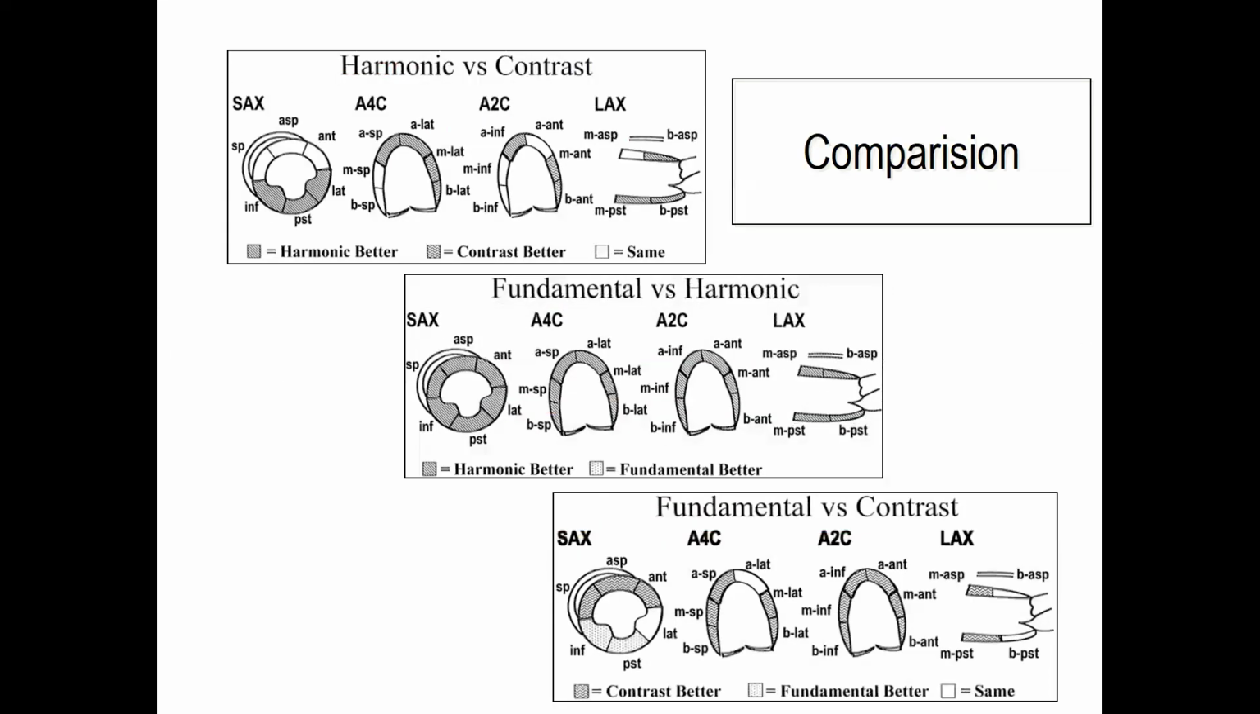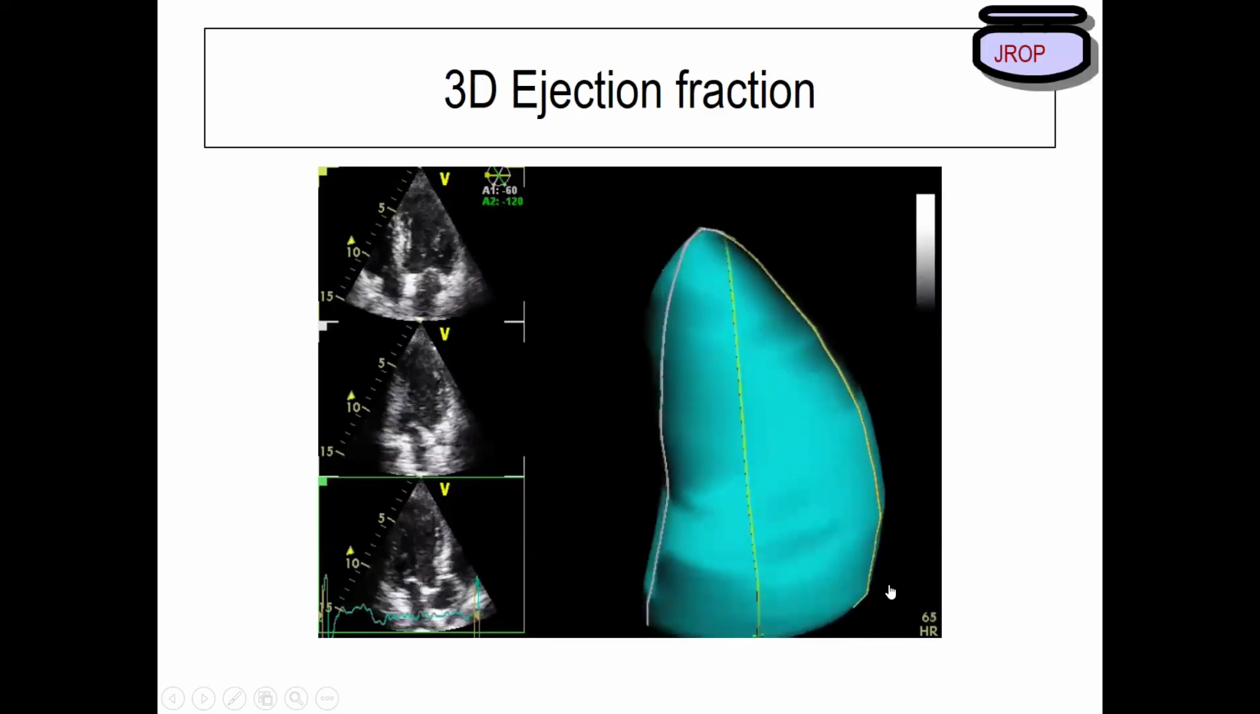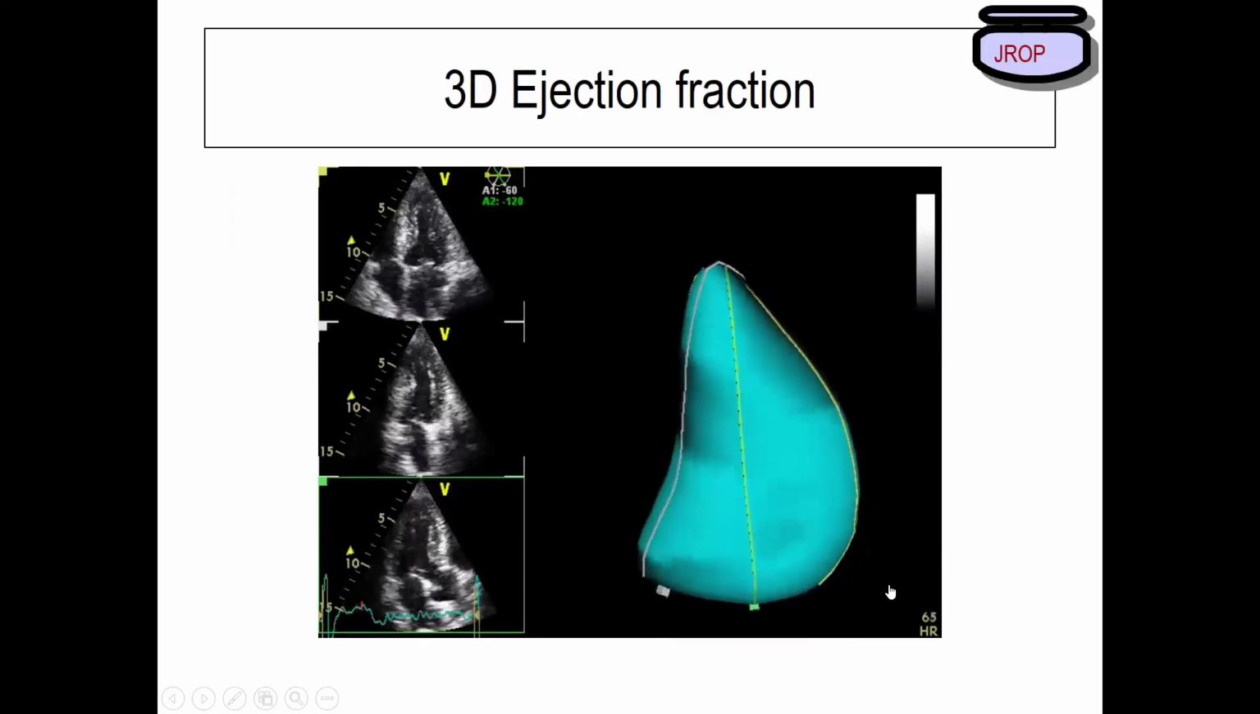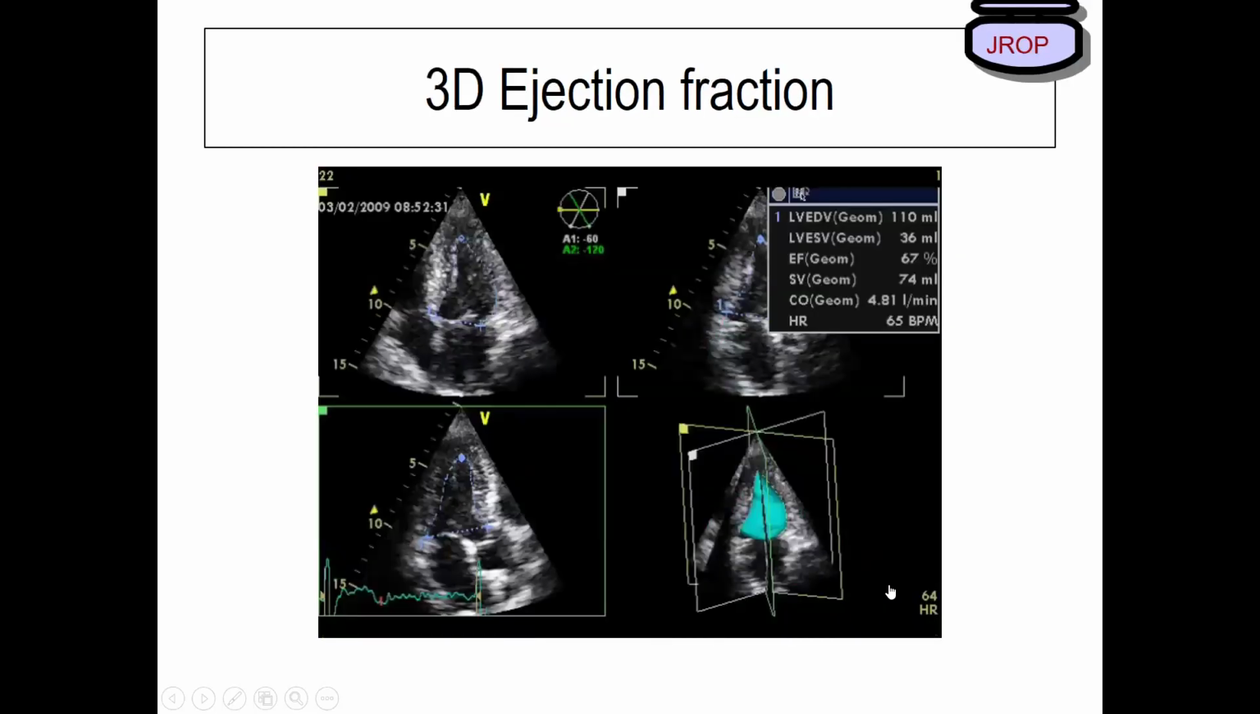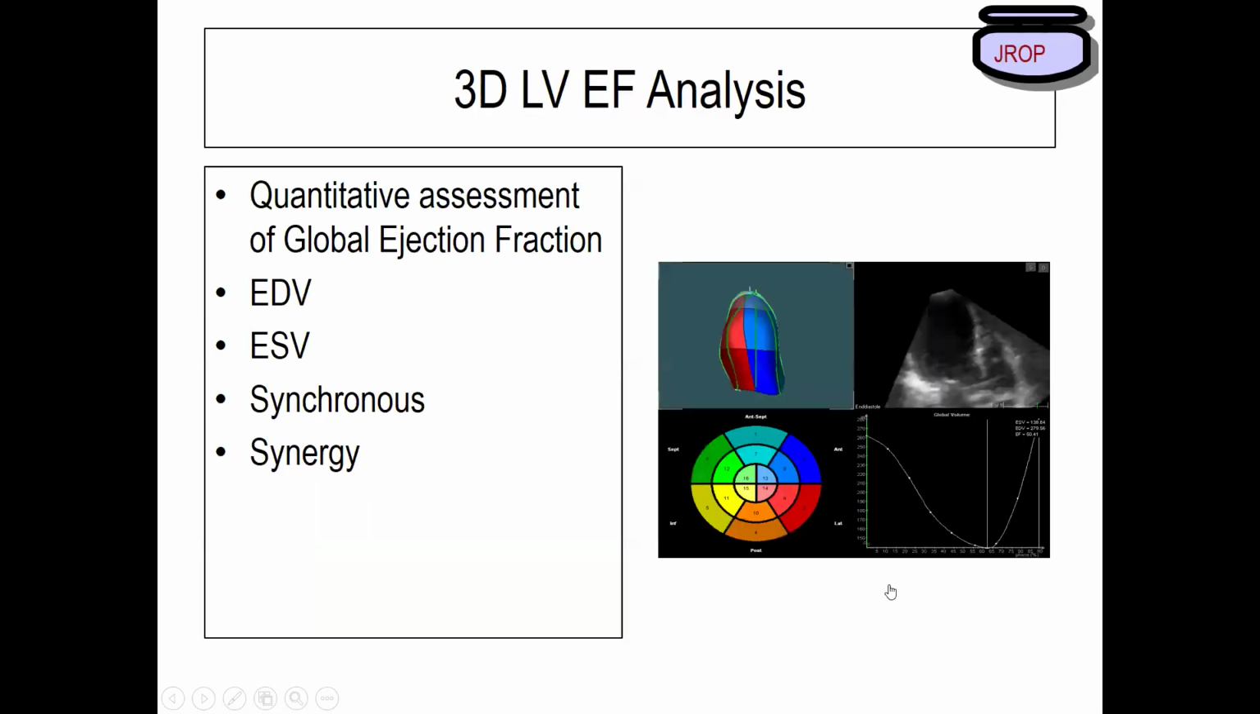As I showed you, we do fundamental versus harmonic imaging. The quality of image becomes much better. And if you add harmonics with contrast, you get much better images. This is an echo gimmick. This is a model which is showing you how the LV contracts. The 3 dimensions echo ejection fraction.